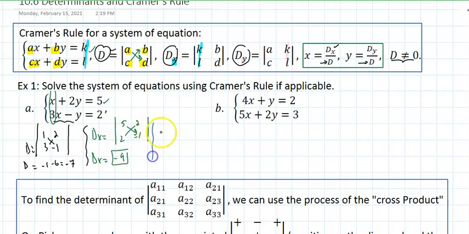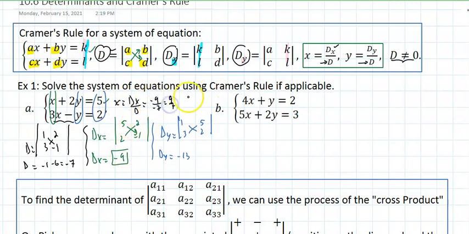And D sub y, replace the y column by the constants. And D sub y would be 2 minus 15, negative 13. So, in this case, I know that x will equal D sub x divided by D. Well, D sub x is negative 9 over negative 7, 9 over 7.